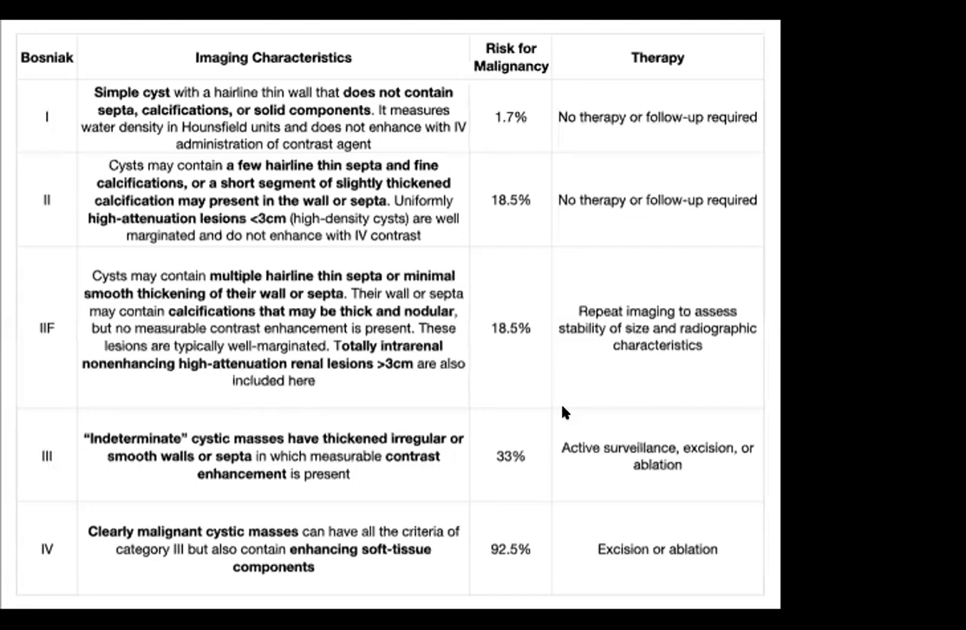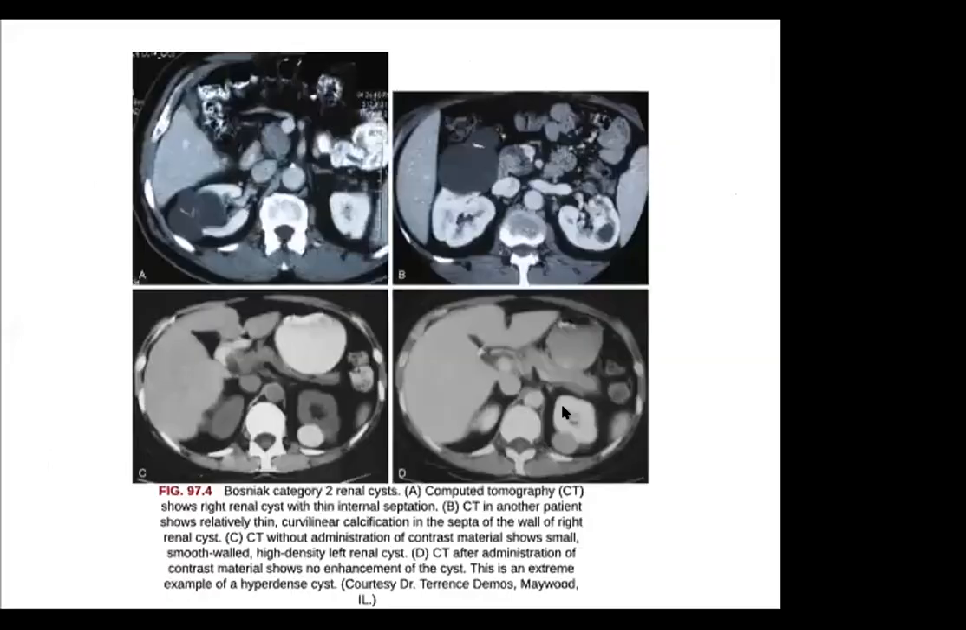For Bosniak 3, these are your indeterminate cystic masses that have thickened irregular or smooth walls or septa in which there is contrast enhancement. They have a risk for malignancy of 33% and they require active surveillance, excision, or ablation. For Bosniak 4, these are clearly malignant cystic masses and these also include enhancing soft tissue components. So they have a 92.5% risk for malignancy and they require excision or ablation.